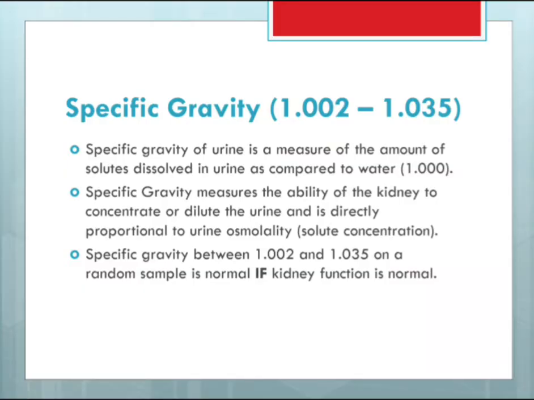Specific gravity range is 1.002 to 1.035. Specific gravity of urine is a measure of the amount of solids dissolved in urine as compared to water. The specific gravity of water is 1.000. Specific gravity measures the ability of the kidney to concentrate or dilute the urine and is directly proportional to urine osmolality and solid concentration. Specific gravity between 1.002 and 1.035 on a random sample is normal if kidney function is normal.